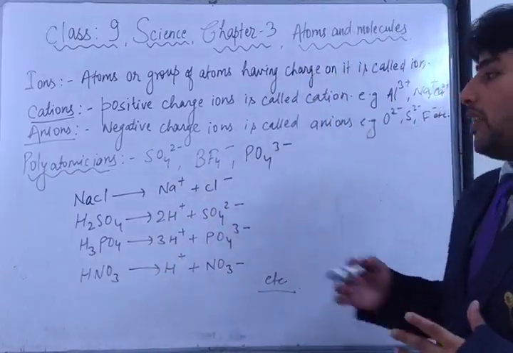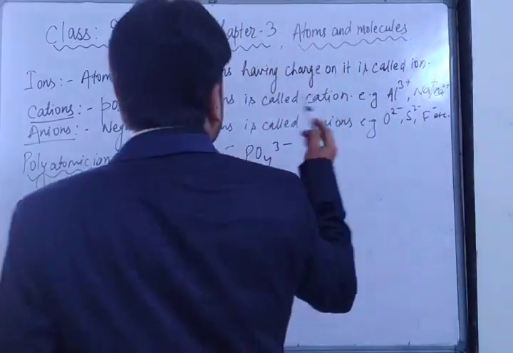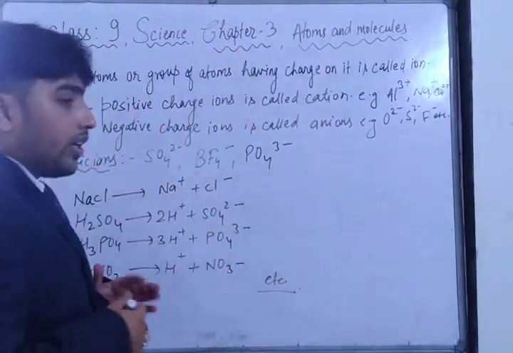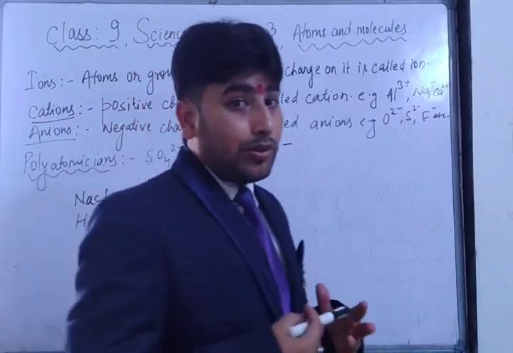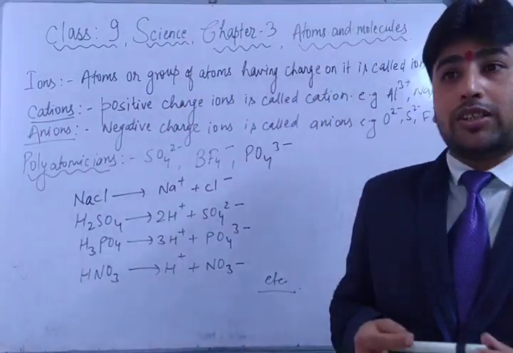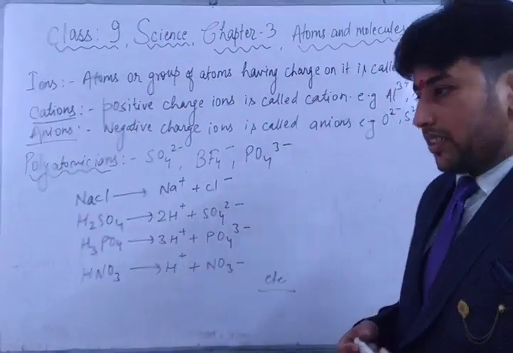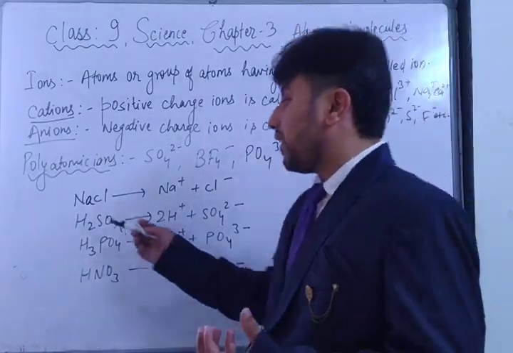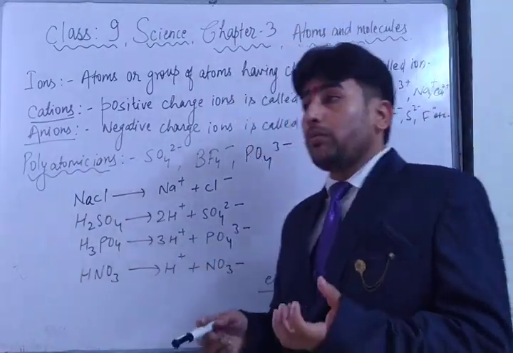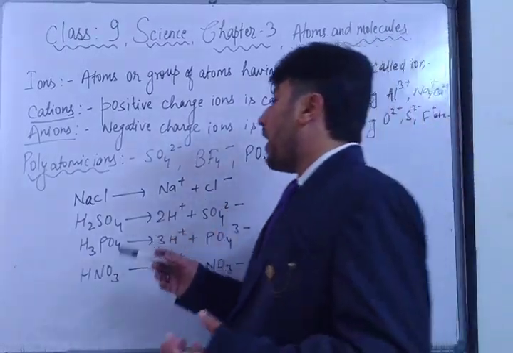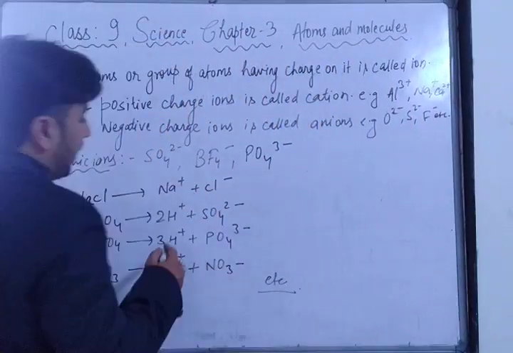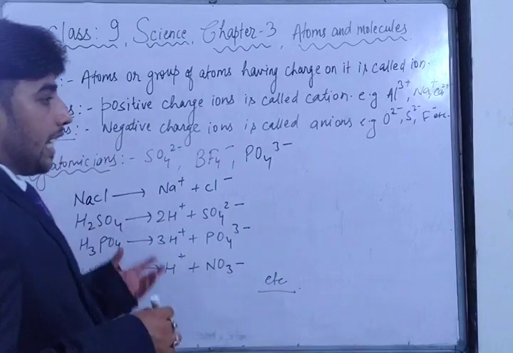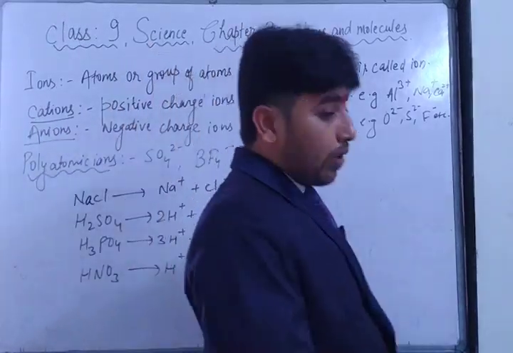Now let's start. How do you understand whether something is a cation or an anion? Have you heard about salt? The salt which we get, Tata salt, Nirma salt, there are a lot of brands of salt, right? In that salt, one chemical is present. That chemical is called sodium chloride. Sodium chloride is made up of Na plus and Cl minus.